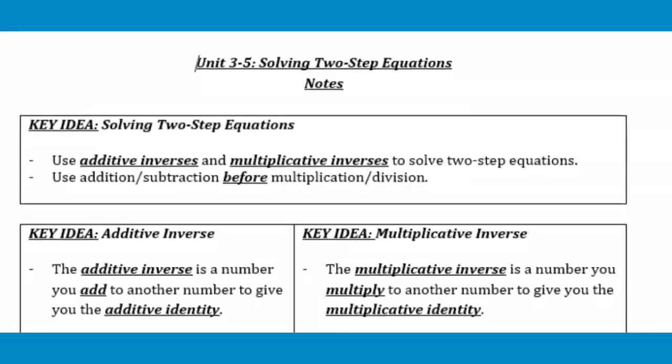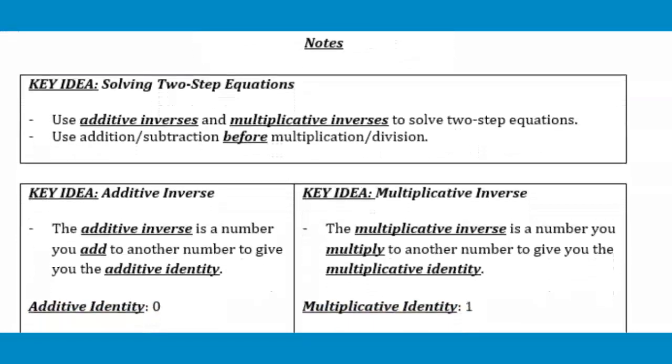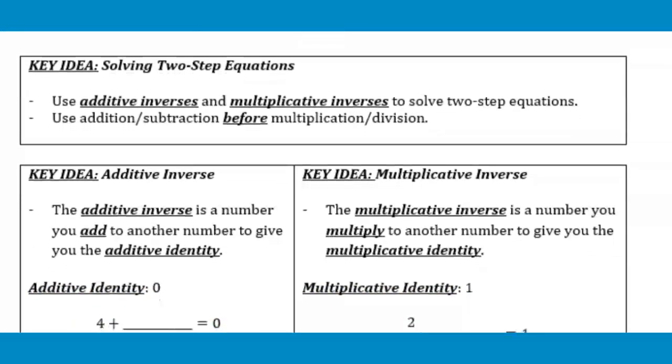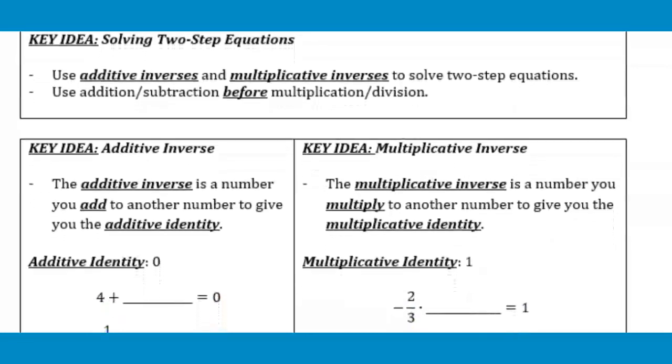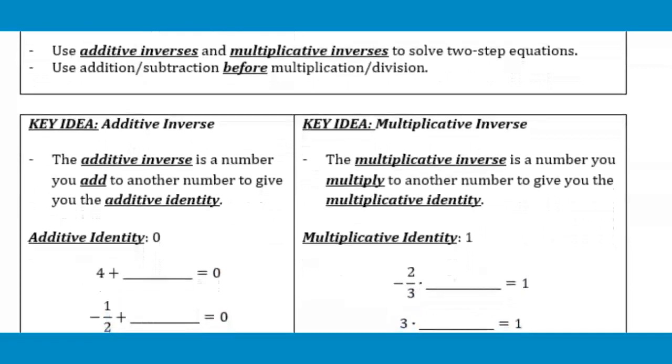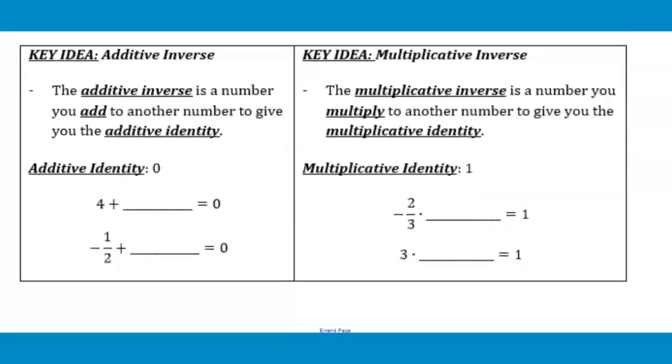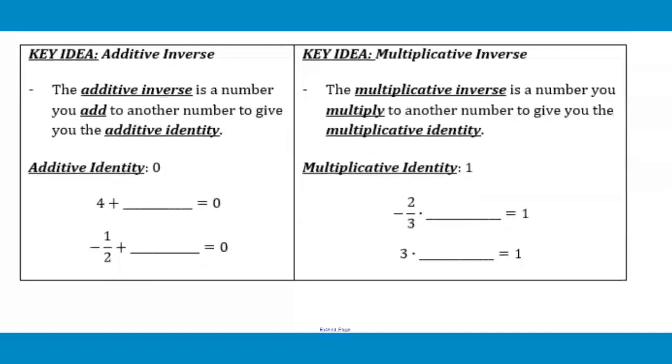A couple key ideas here. We use the additive inverse and the multiplicative inverse to solve two-step equations. So what we want to do is get the variable by itself. When we look at the additive inverse, that's a number that we can add to a number to make it become 0. So 4 plus negative 4 would give me 0. So a number plus its opposite equals 0. Negative 1/2 plus positive 1/2 would give me 0.